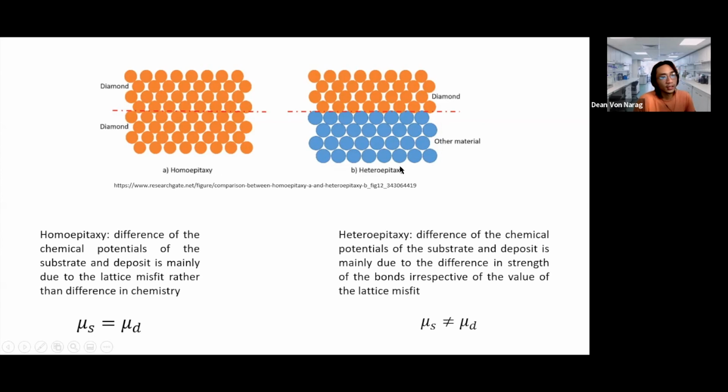Okay? And then for heteroepitaxy, the difference of the chemical potentials is due to the strength in bonds, irrespective of the value of the lattice misfit. So since you have different materials, so diamond on top of another material, you have different bond strengths. Obviously, since you have different bonds. Okay.